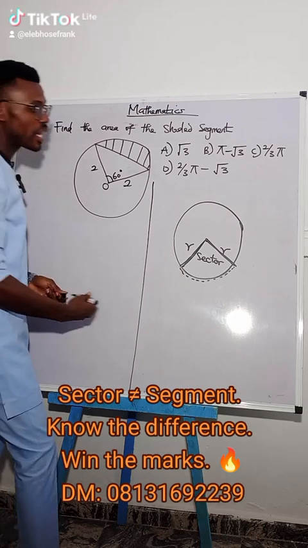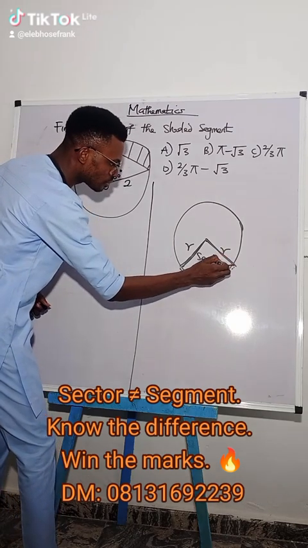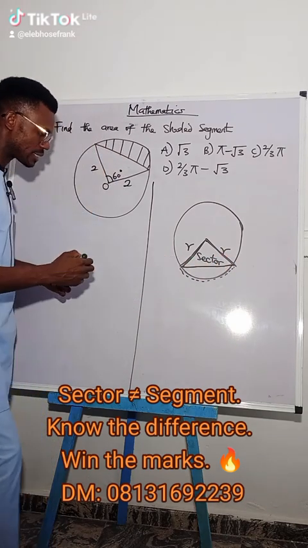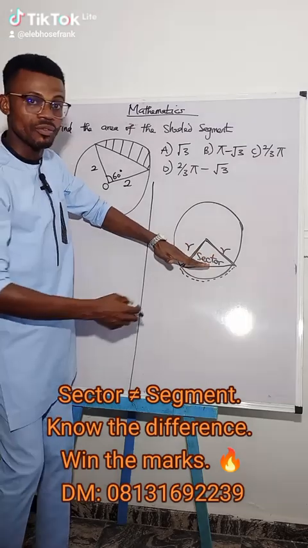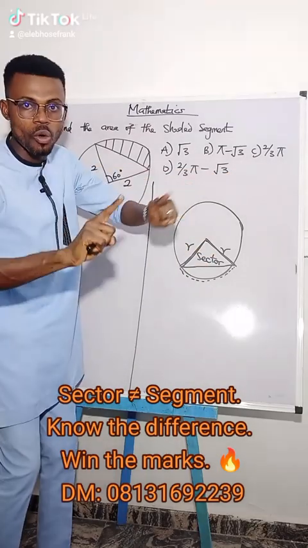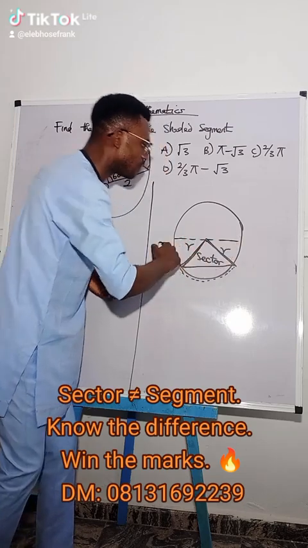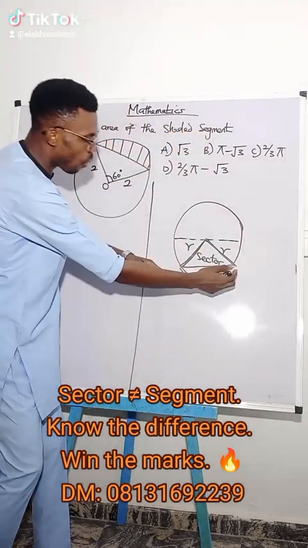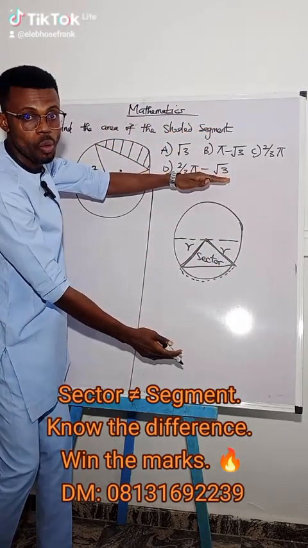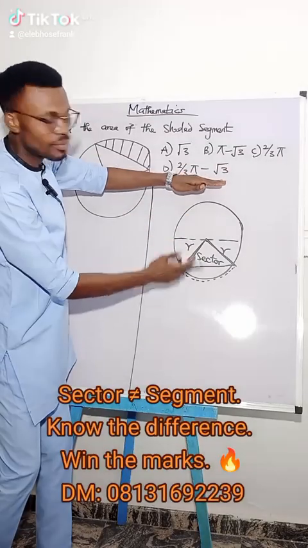Now if I draw a chord across it like this, remember I said a chord is a line that divides a circle into two parts but not equal parts, unlike a diameter. This is a diameter because it divides a circle into two equal parts, but the chord divides the circle into two parts that are not equal. So you have the major and you have the minor.